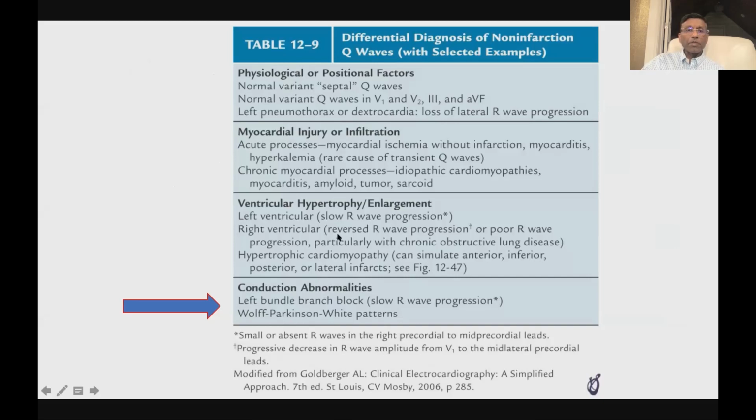Just to keep in mind: pseudo-infarction Q waves, non-infarction Q waves in bundle branch block, WPW, LVH, infiltrative processes, or some specific situations where you may have positional change. We'll see some of those examples. If I'm going too fast with anything, would someone please speak up and tell me to slow down or repeat it, okay?